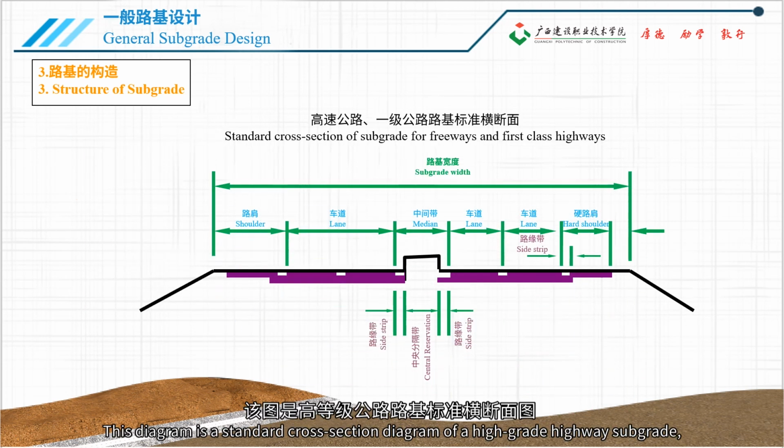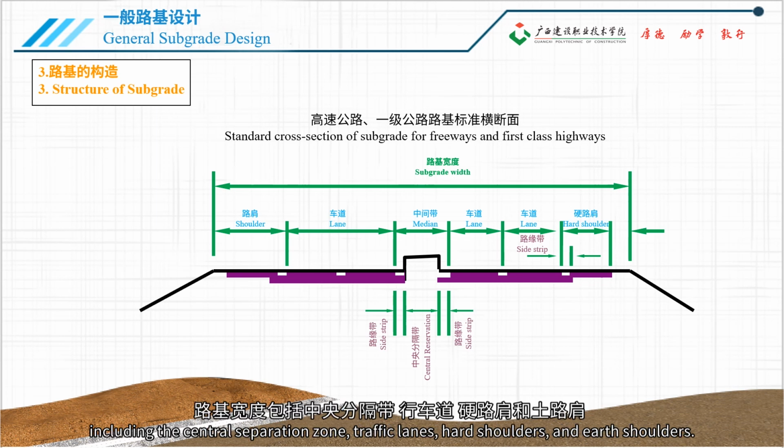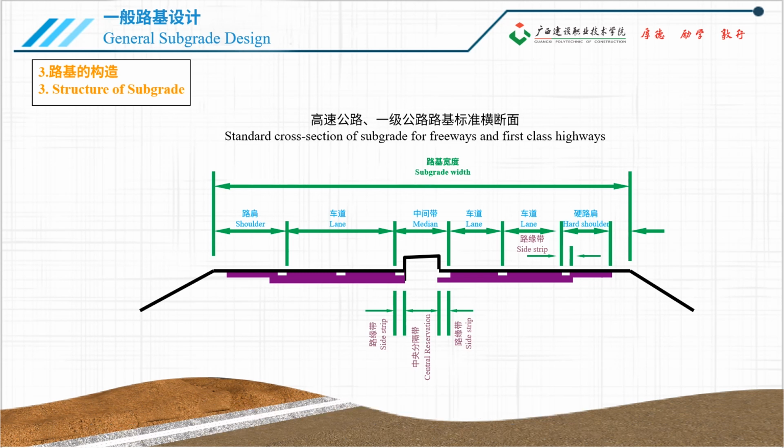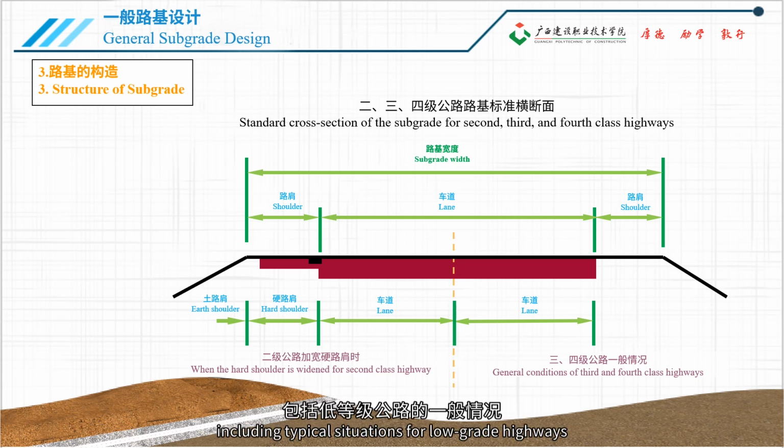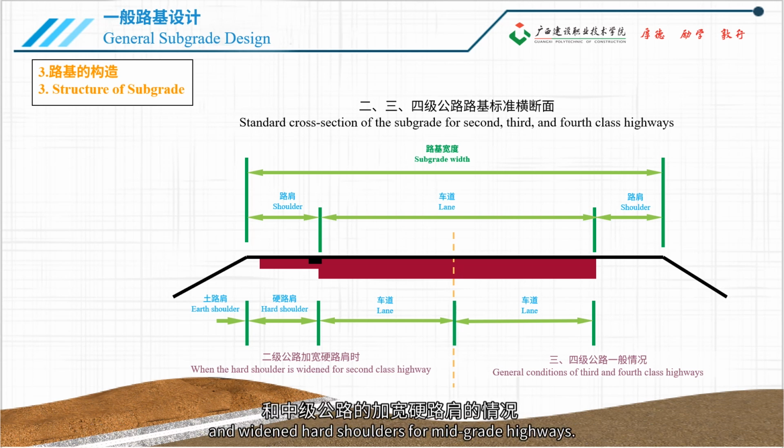This diagram is a standard cross-section diagram of a high-grade highway subgrade, including the central separation zone, traffic lanes, hard shoulders, and earth shoulders. This diagram is a standard cross-section diagram of a mid to low-grade highway subgrade, including typical situations for low-grade highways and widened hard shoulders for mid-grade highways.